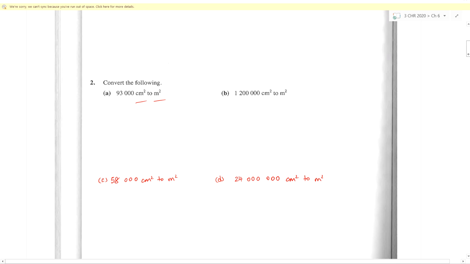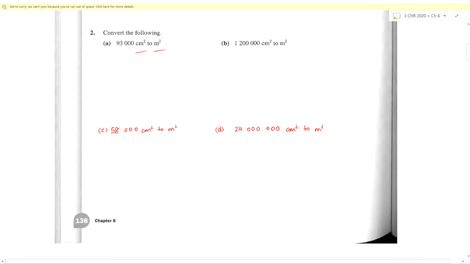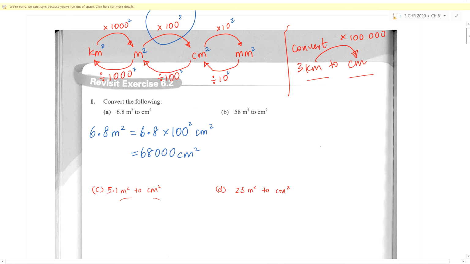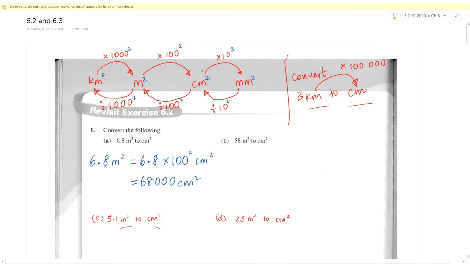But can you just look at the screen again? I'm now going to show you question 2A. We're going to go the other direction now. From square centimeters to square meters. Okay, square centimeters to square meters. Let's go back to our conversion. I want to go from my square centimeters to my square meters. And I follow the arrow, it says I have to divide by 100 square. 100 square is a big number. It is 100 times 100. That will give us 10,000. So I need to divide by 10,000.